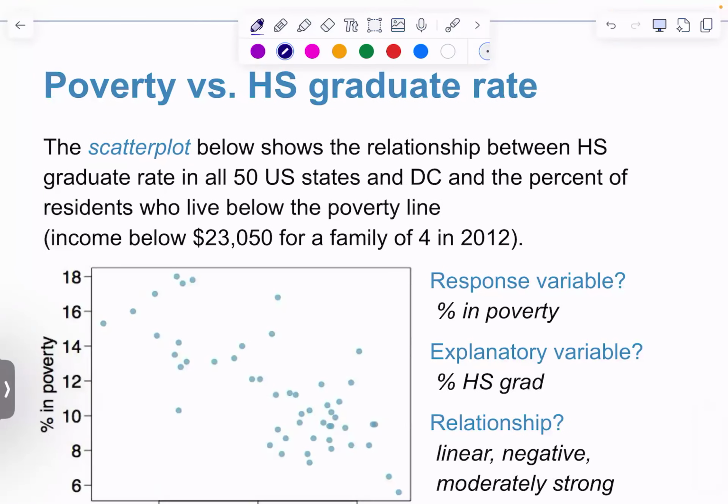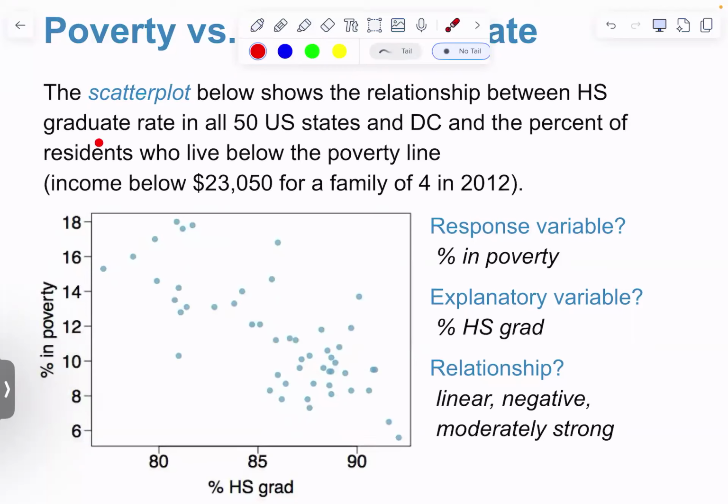We've got a scatter plot which shows the relationship between the high school graduate rate in all 50 US states and DC and the percent of residents who live below the poverty line, which is an income below $23,050 for a family of 4 in 2012. Obviously, that's probably changed now, but so we have some percentage of the population living below the poverty line.